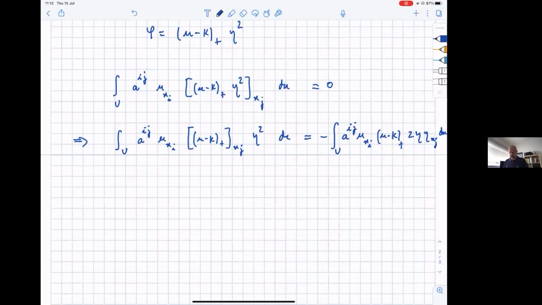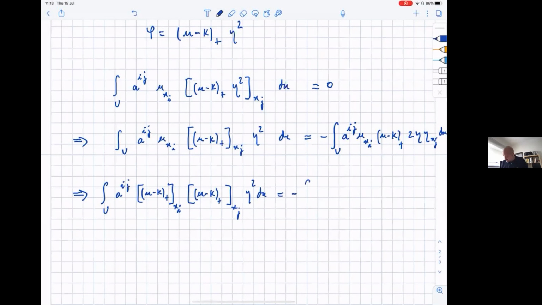Okay, and now I make this crucial observation that since I have (u minus k)_+ here, if u is greater than k, then this is going to be 0, so everything is going to be 0. So having u here or u minus k is the same thing, right? Because if u is less than k, then (u minus k)_+ is u minus k. When I take the derivative, this is just the derivative of u as it is here. In the other case, everything is 0 anyway, right? So we can write this as a_ij (u minus k)_+ xi (u minus k)_+ xj eta squared dx.